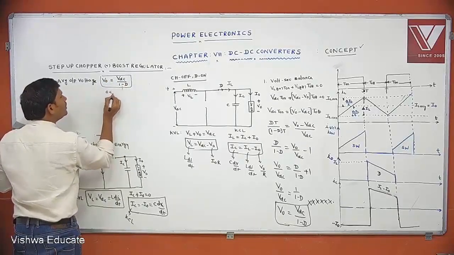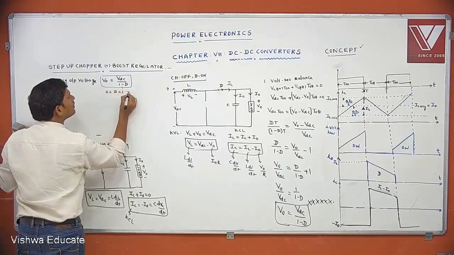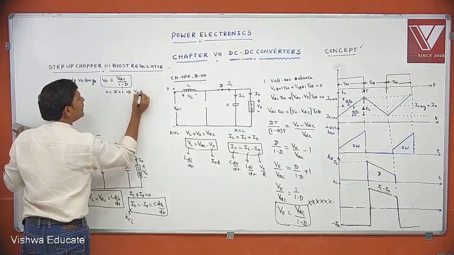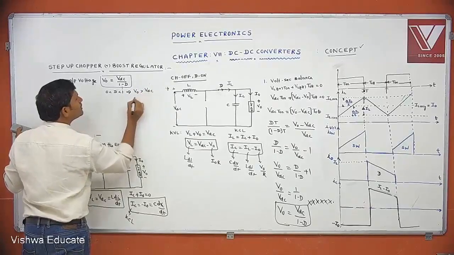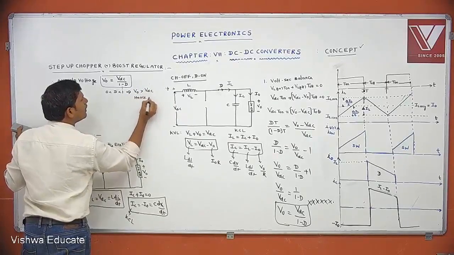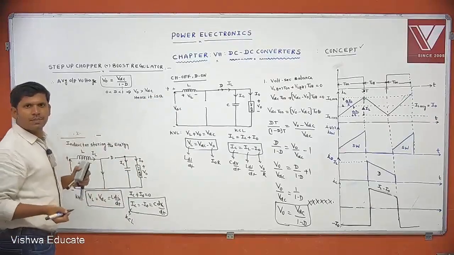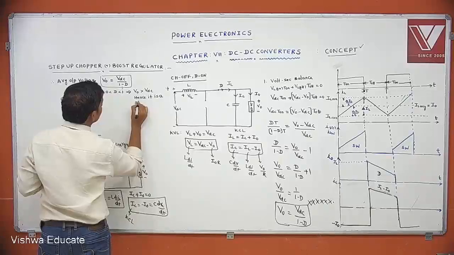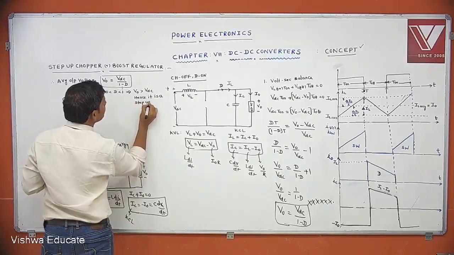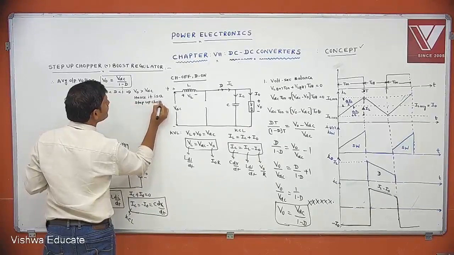In general, for 0 less than D less than 1, V naught is greater than VDC. Hence, which chopper is it? Step-up chopper. Hence, it is a step-up chopper.